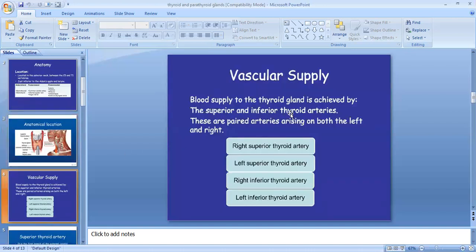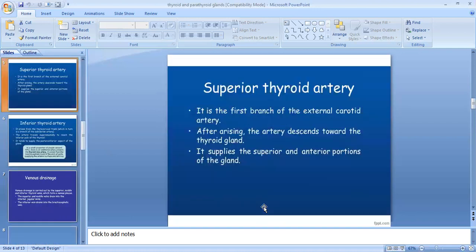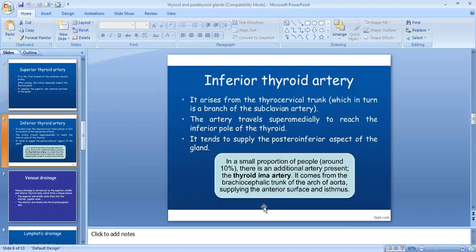So the blood supply to the thyroid gland is achieved by superior and inferior thyroid arteries, and of course these arteries are paired arteries arising on both the left and right. So we have right superior thyroid artery, left superior thyroid artery, right inferior thyroid artery, and left inferior thyroid artery. Superior thyroid artery, as we have discussed, is a branch of the external carotid artery. After arising, the artery descends towards the thyroid gland. It supplies the superior and anterior portion of the gland.